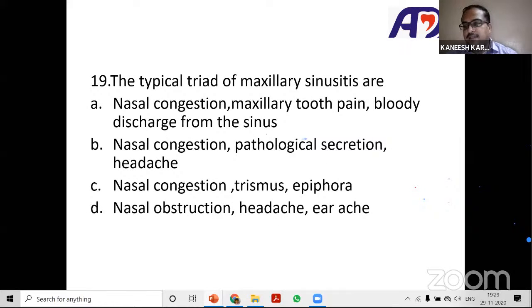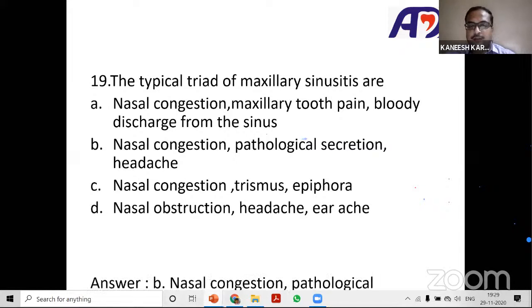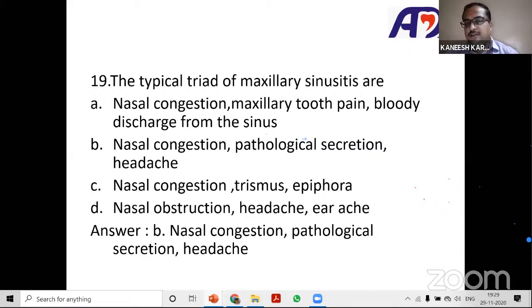Typical triad of maxillary sinusitis. Okay. Yeah. The answer is D. Nasal congestion, pathological secretion, and headache. Okay, this is the typical triad of maxillary sinusitis.